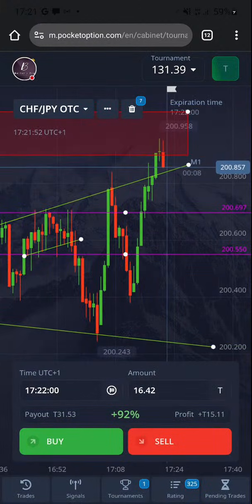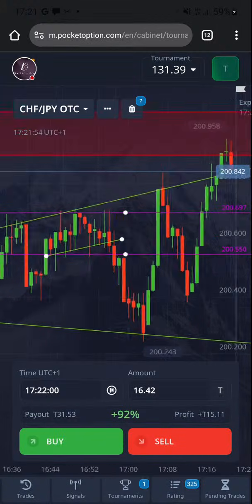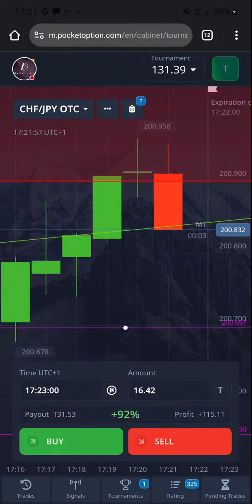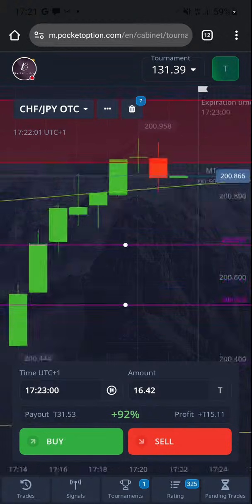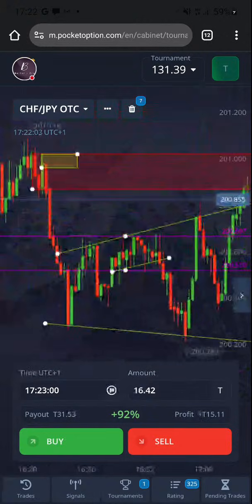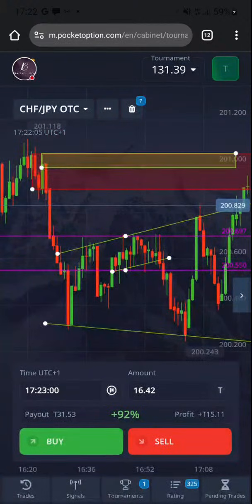Oh, it's already reversing. Can you imagine? Oh, okay. Maybe if we have a gap down... no, we can't go with these buyers. No problem. But let's mark this entry.